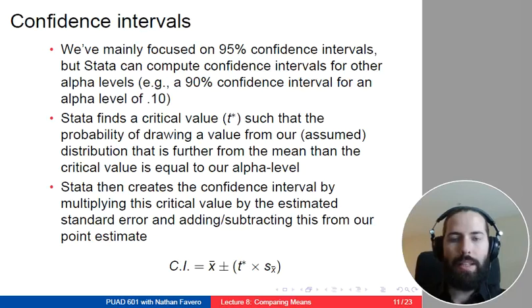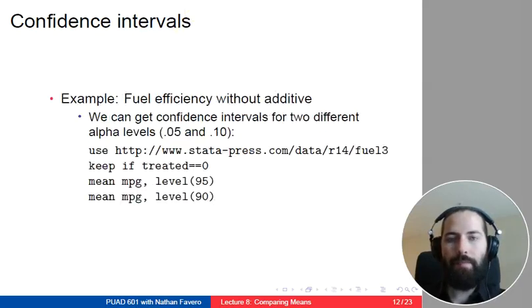So here's the formula that Stata is using, where that critical value is multiplied by the standard error, and then we take the estimate, in this case the sample mean, and add or subtract this part of the expression to the estimate. That's how it's going to create a confidence interval. And this is a formula that can be used for any confidence level. It's just that the value of t star, the critical value of t, is going to change depending on what confidence level we've selected. So let's look at a quick example in Stata.